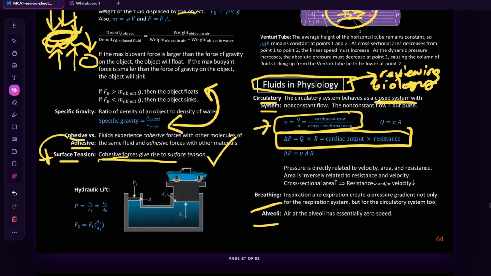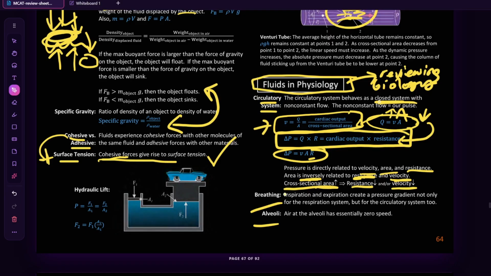And just like the continuity equation predicted with the pipes, when a blood vessel's cross-sectional area goes up, so let's say your cross-sectional area went up, that's basically saying your blood vessel is widening, then your resistance would go down. All these formulas help us relate what's happening. Pressure is directly related to velocity, area, and resistance. Area is inversely related to resistance and velocity. So if area went up, then resistance would go down and velocity would go down. If area went down, then velocity goes up and resistance goes up. Cross-sectional area goes up, resistance goes down, and our velocity goes down. So that's just saying what this said.